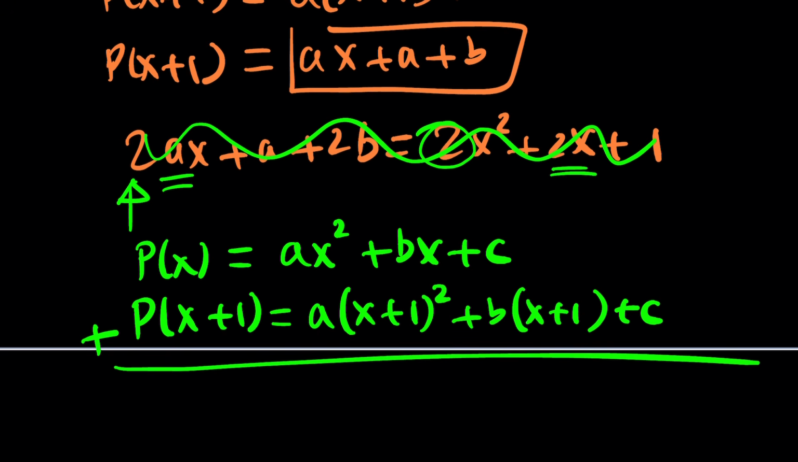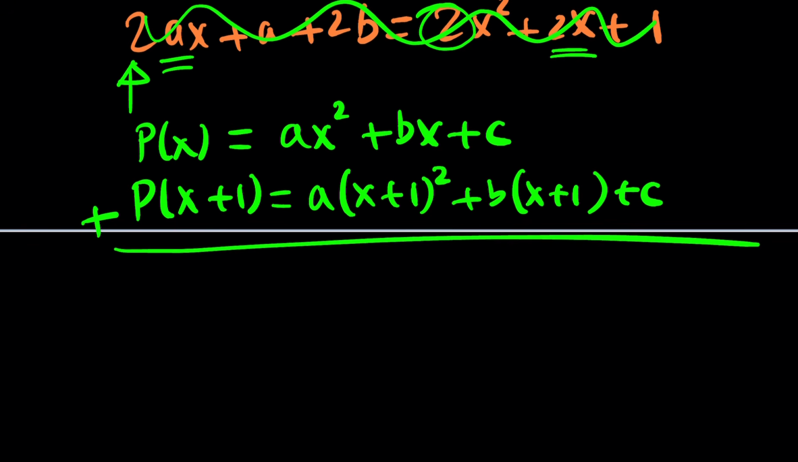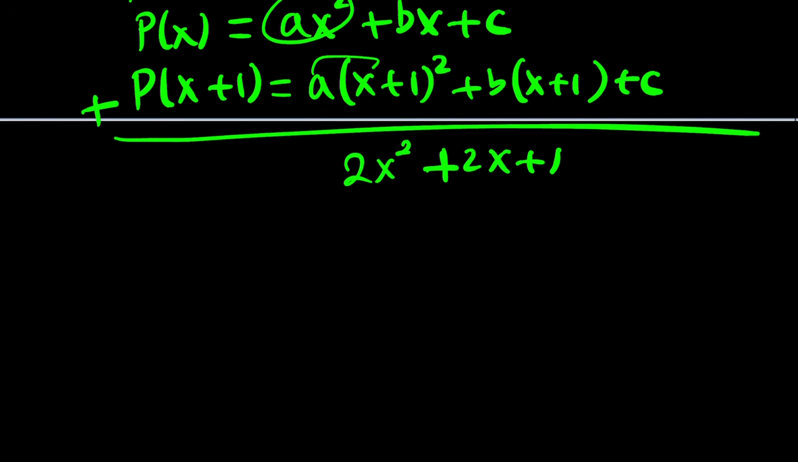And when we do, we're going to get a lot of terms. But we want the sum to be what? 2x squared plus 2x plus 1. So that's what we've got to do: expand everything and then set them equal to each other. But you probably know that from here you're going to get an ax squared, and you're going to get another ax squared from the bottom one. That's going to give you 2ax squared.